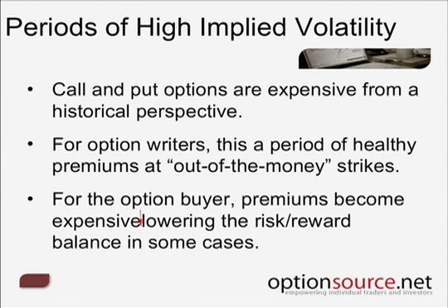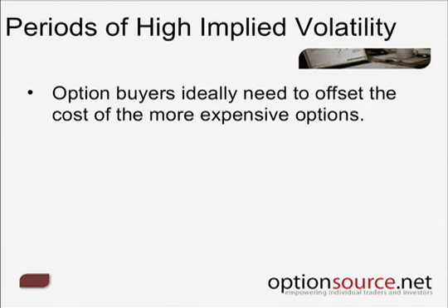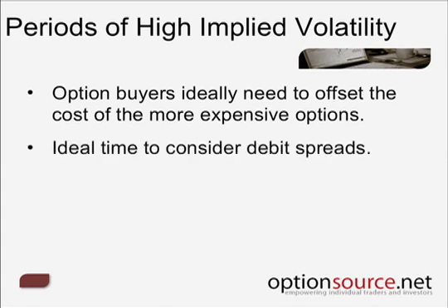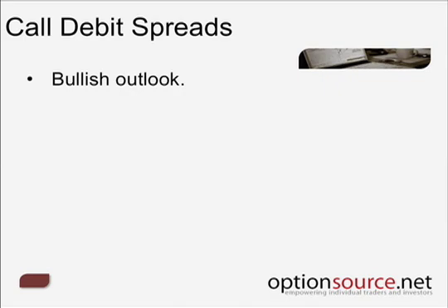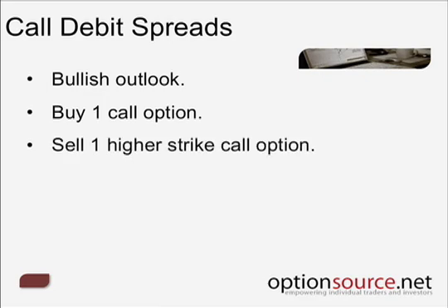But what we can do is offset that cost by creating a debit spread. What the debit spread does is put us in a scenario where, even though we're long the option contract, we're in fact using that implied volatility to our favor by also being a seller at the same time. So let's say we had a bullish outlook on a particular security. What we could do is buy one call option and then sell the higher strike call option to bring in some premium to help offset that expensive call option that we've just purchased.